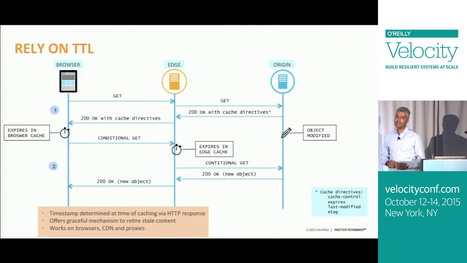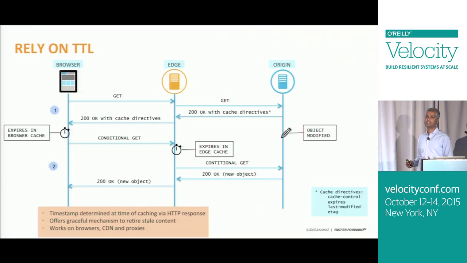The first one is relying on TTL. We split it into two subsequent requests. The first time a client requests from an edge server, the edge server is cold, right? So it goes back to the origin, fetches the object along with the cache directives, and stores it. And then it sends it back down to the client.